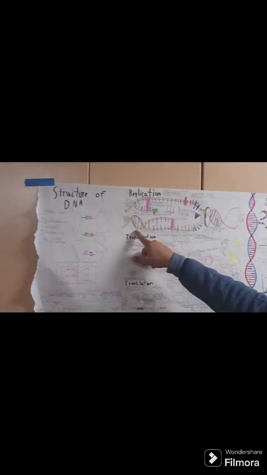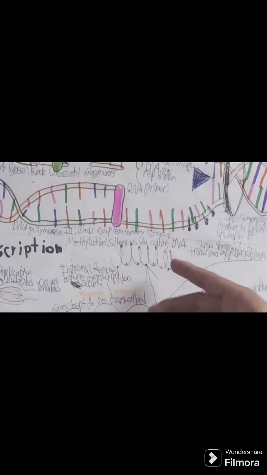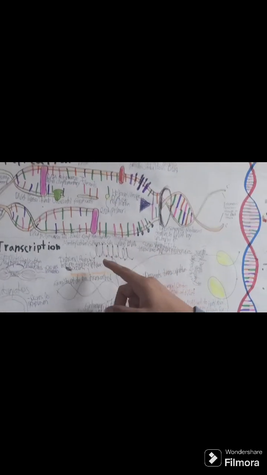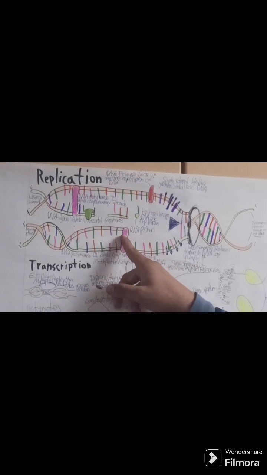So in the leading strand, DNA polymerase 3 comes through and it binds the complementary strands together. The main difference between the lagging strand and the leading strand are Okazaki fragments. Okazaki fragments are basically just fragments of the newly created DNA. These Okazaki fragments then need to be bound together by DNA ligase.